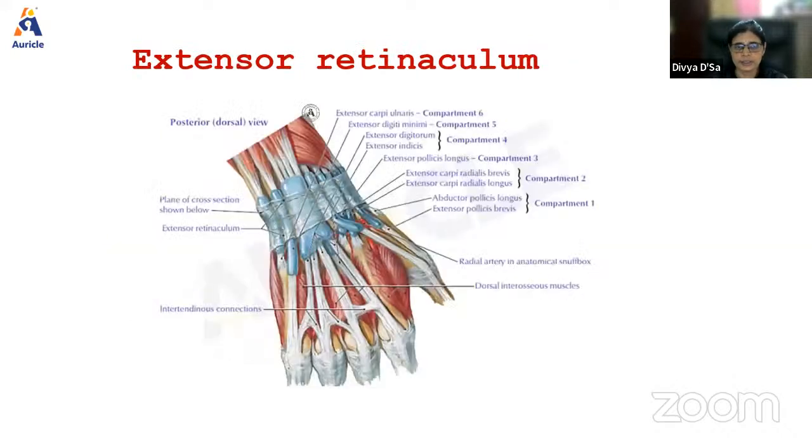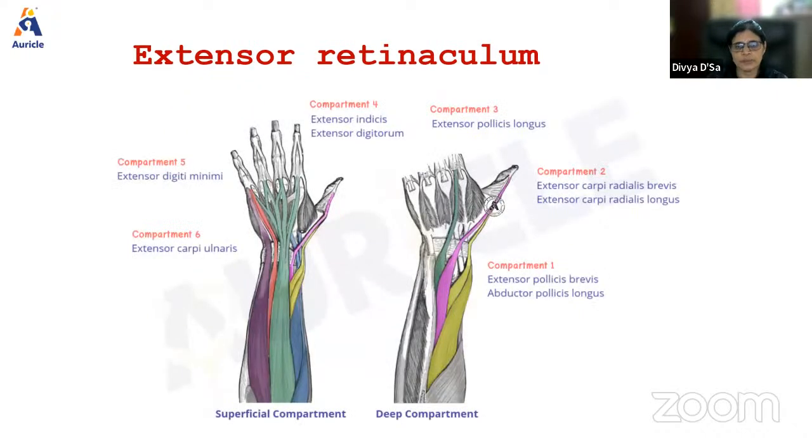The extensor retinaculum sends septa and divides the entire stretch into 6 compartments. You should know what structures pass through each compartment. The first compartment has the 2 muscles going to the thumb: extensor pollicis brevis and abductor pollicis longus. The second compartment has extensor carpi radialis longus and brevis. The third compartment has 1 muscle, extensor pollicis longus.